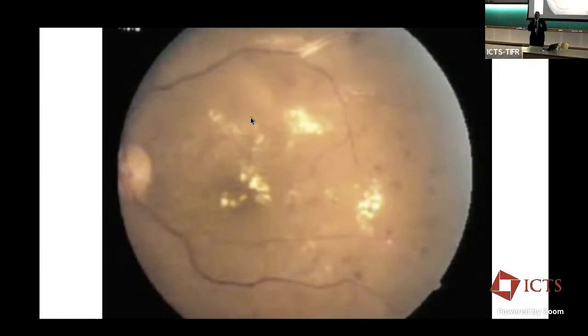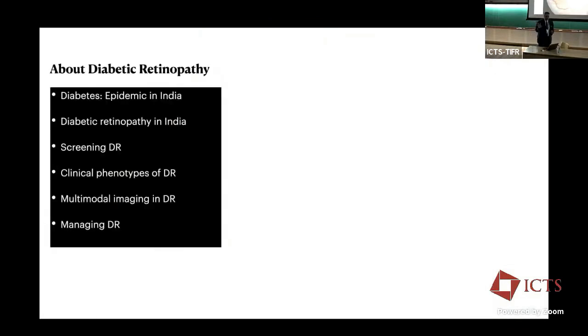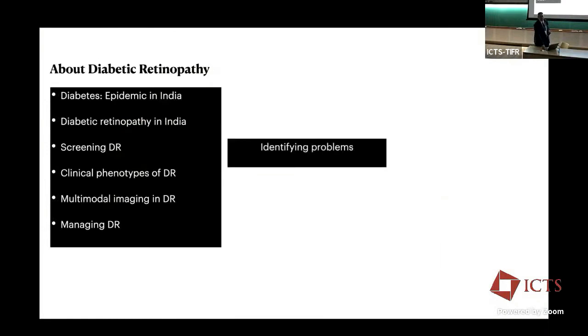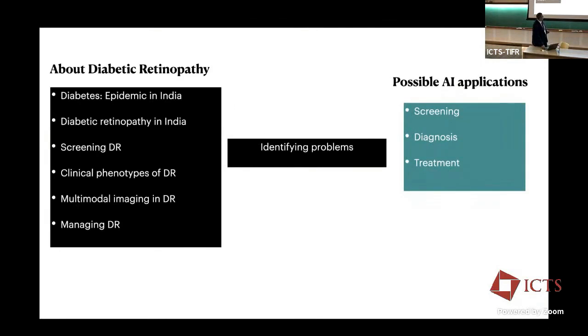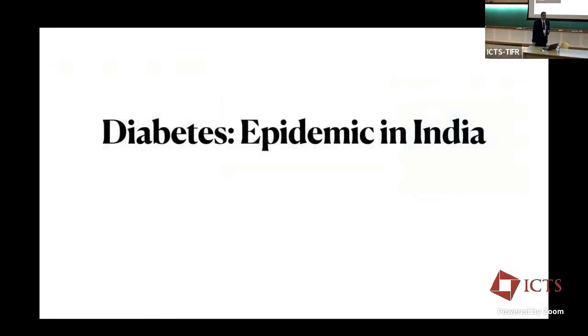So the moment you see these images, you'll say, yes, this is something which AI can definitely detect because the image has visible features. So I'll try to cover something about what is diabetic retinopathy. We'll try to identify some problems, how we can try to solve it, and how AI is playing a role in screening, diagnosis of the disease, and in the treatment.